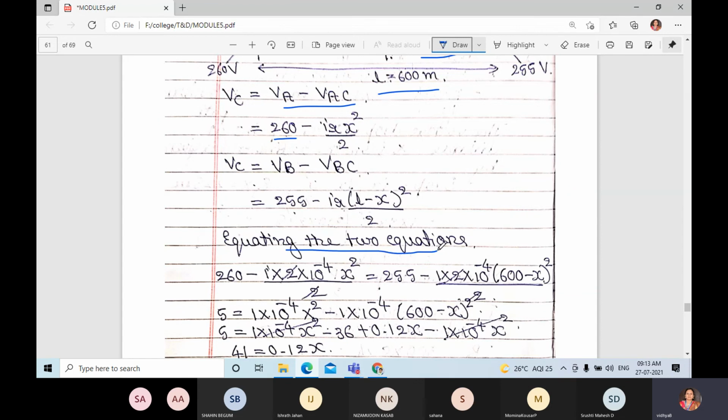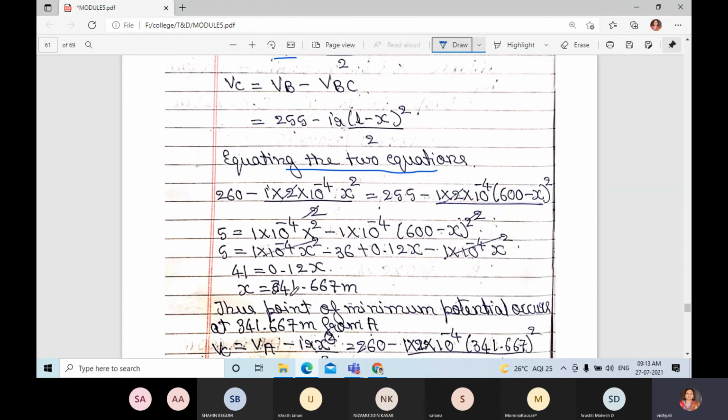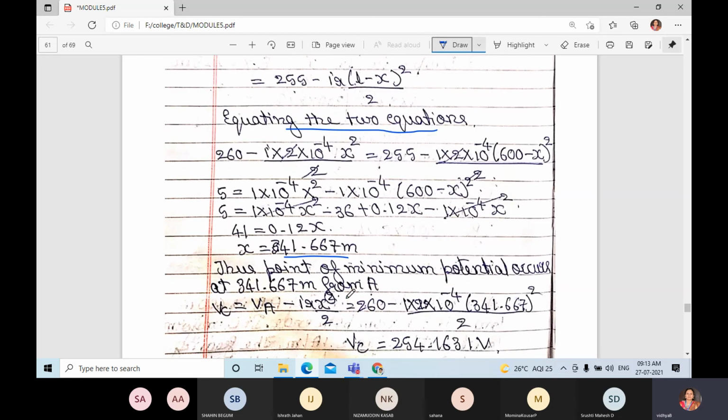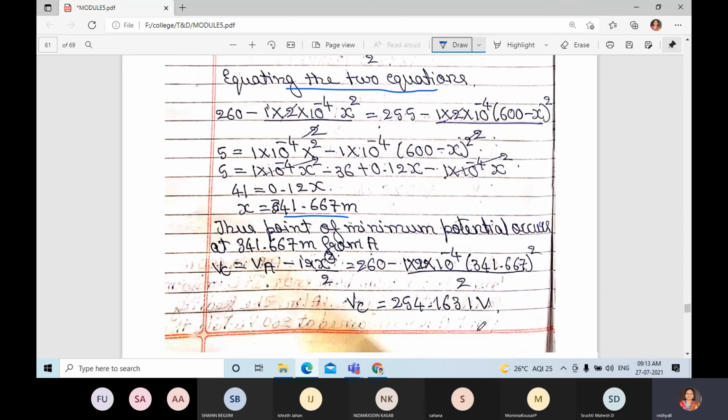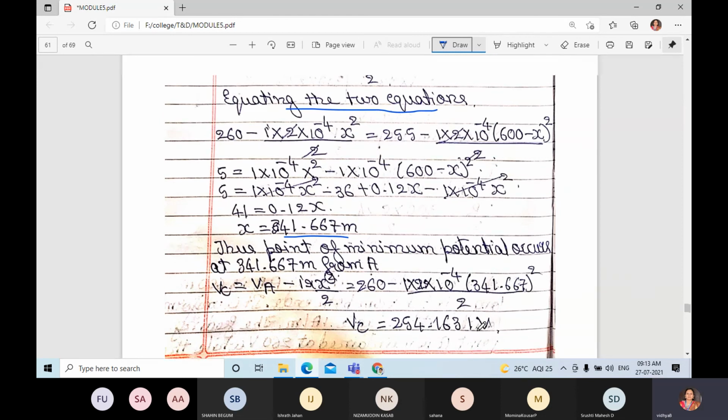When you equate the two equations, you will get the value of x. That is 341.667 meter from point A. So VC is equal to VA minus IR x square divided by 2. When you substitute the value of x, you will get VC equal to 254 point something volts.